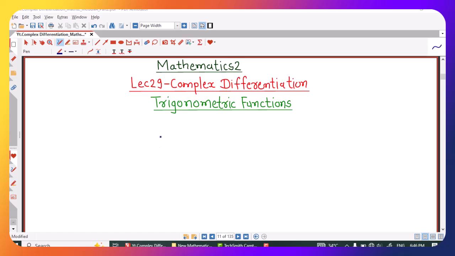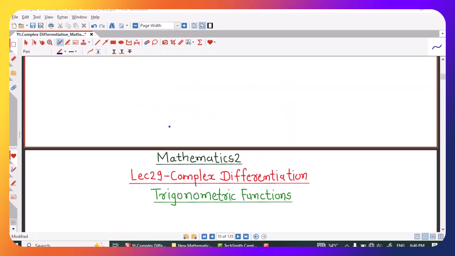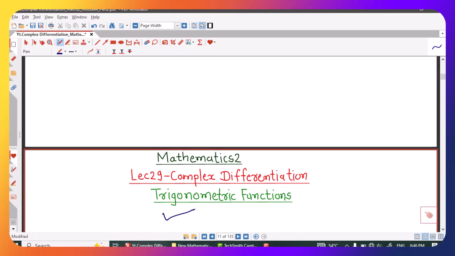Hello friends, I welcome you to lecture number 29 on complex differentiation. In previous lectures we have discussed the complex exponential function and the logarithmic function, and now in this lecture we are going to discuss trigonometric complex functions.